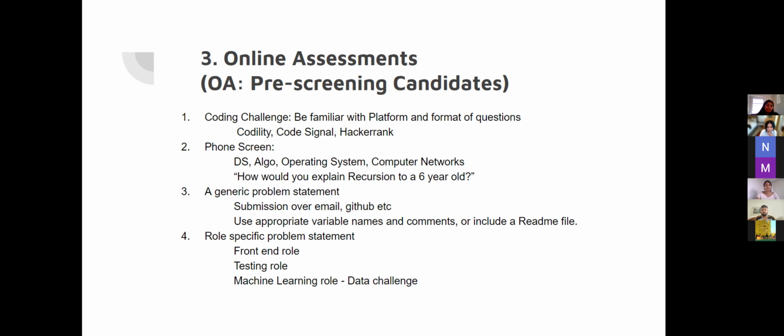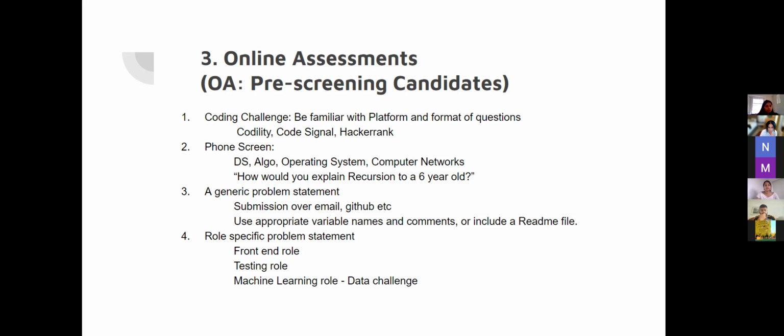Then there could be a generic problem statement, like one of your labs or homework assignments, a short description of the problem, and you have to either send it over by email or submit it on GitHub. Maybe if you have not used GitHub, we can cover it later. But yes, they might just ask you for a simple problem and have you answer over email.